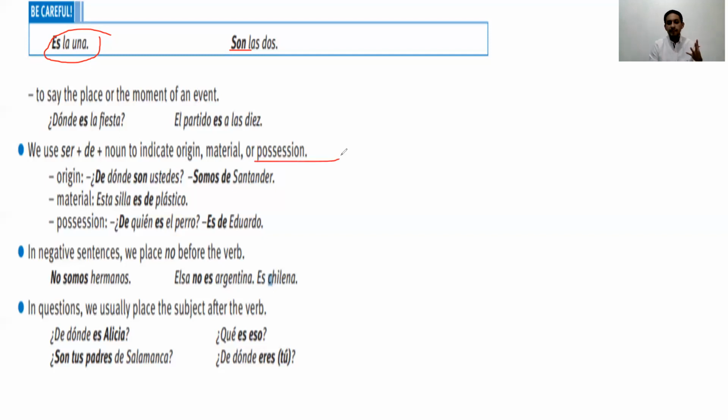In order to form negative sentences, we place no before the verb. So we have no somos hermanos.